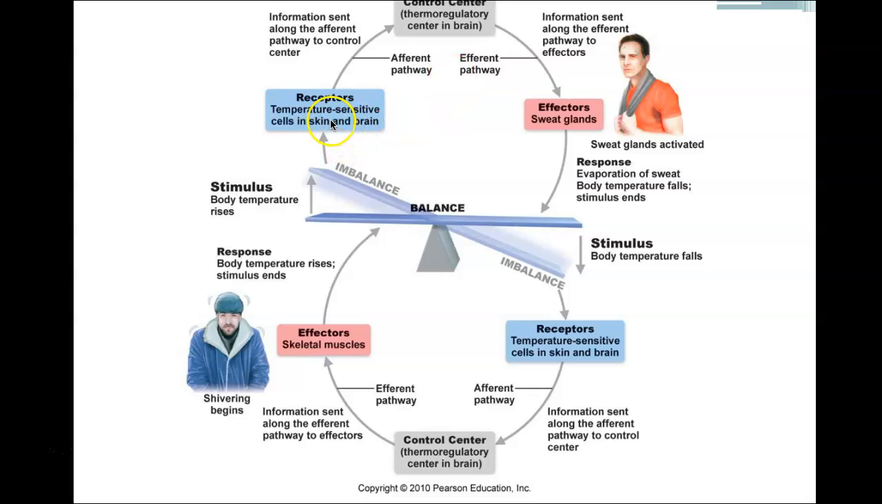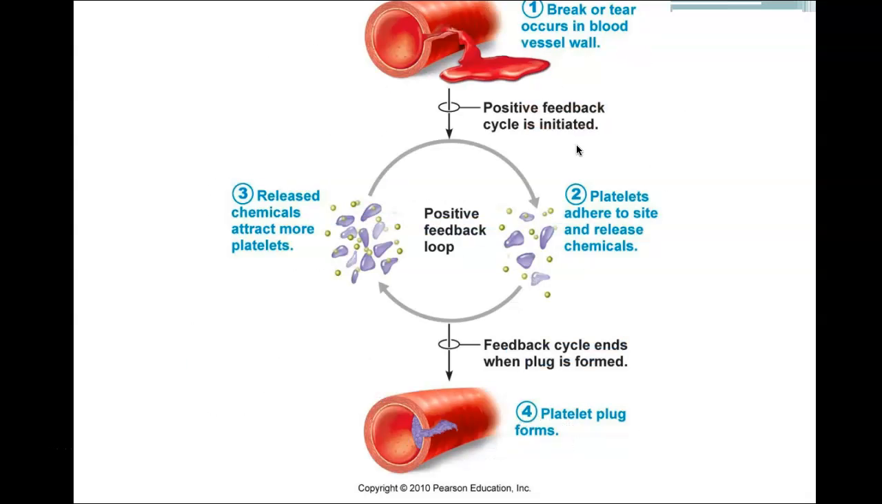Afferent means it's the information that's given to the brain. Efferent is the information that the brain gives to the body to try to correct the problem. Right? So this involves a negative feedback loop. Positive feedback is, remember, more gets you more.